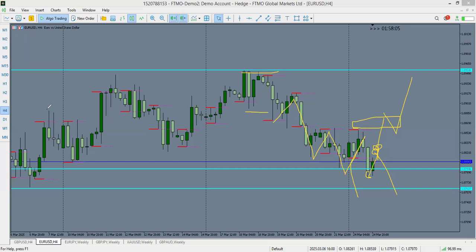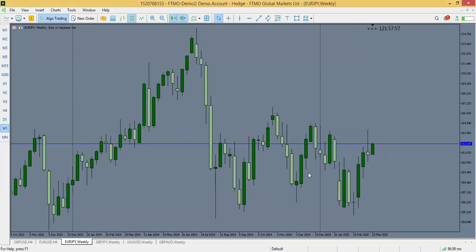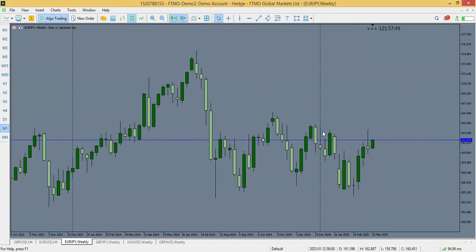Okay, so let's look at Euro Yen. Let's see what we have on Euro Yen. So Euro Yen as well, this is very, very sideways. Okay, so let's look at this. The last high was here. That was last week. And this is last week's low.